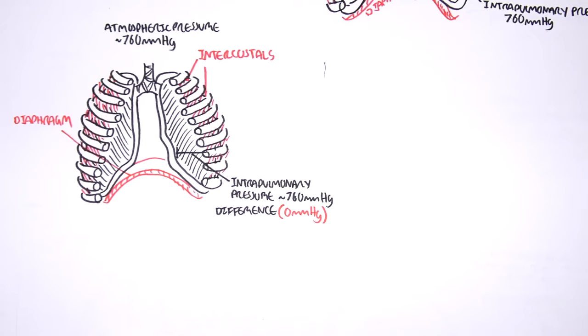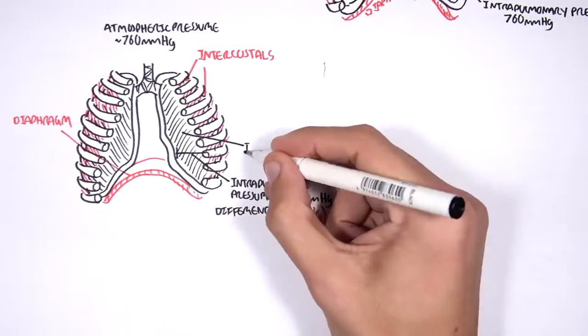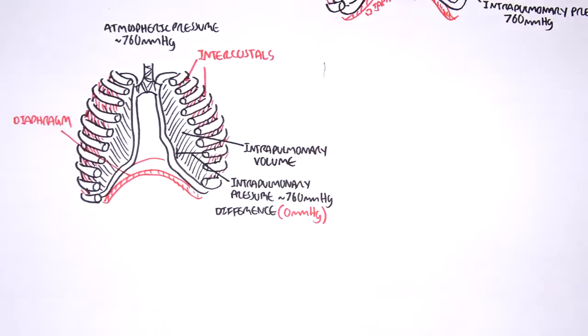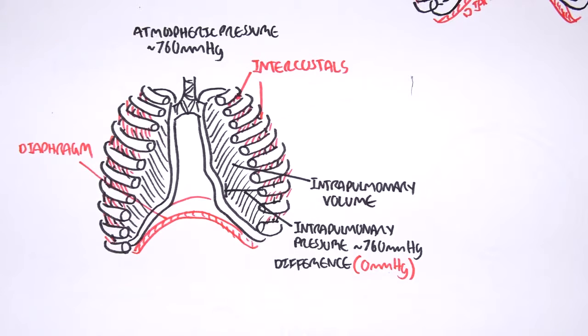One more thing to know is the intrapulmonary volume, which is basically the volume within the lungs. Now, if the intrapulmonary volume changes, this would mean that the intrapulmonary pressure will change as well, right? Because there is a relationship between pressure and volume. And this is also important to understand.